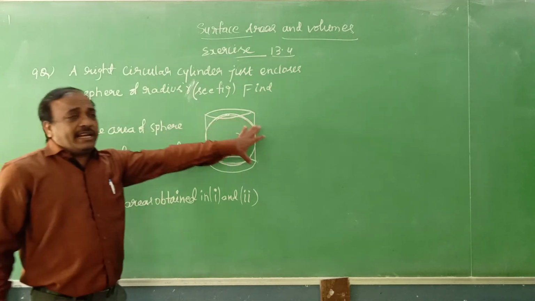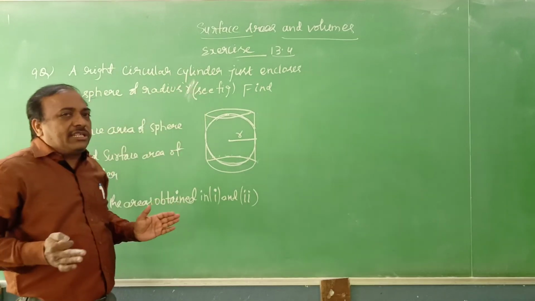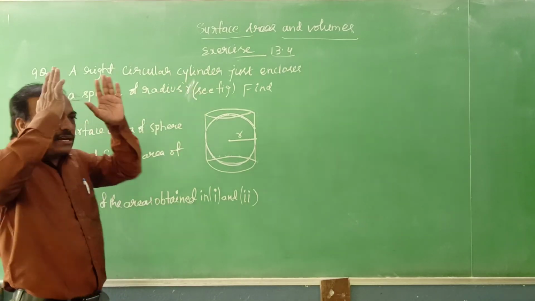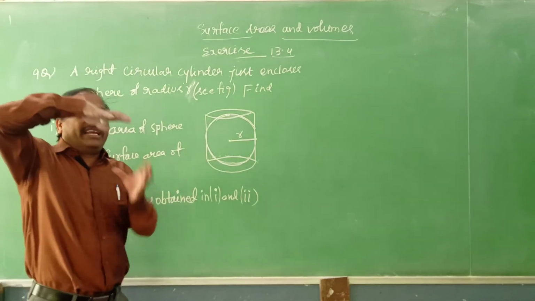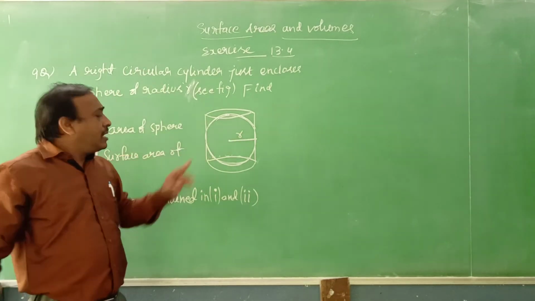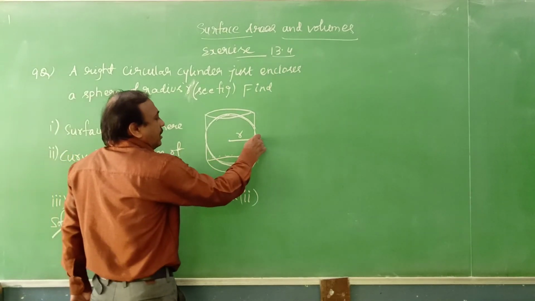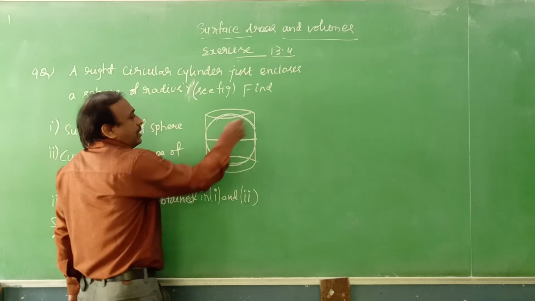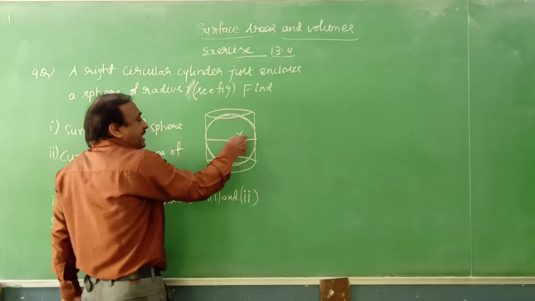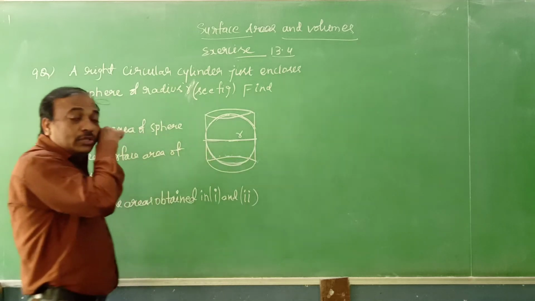A right circular cylinder just encloses a sphere. Inside is the sphere and outside it is the cylinder. So the radius of the sphere is nothing but r. Now what do you call this one? The diameter of the cylinder and the diameter of the sphere are both the same.